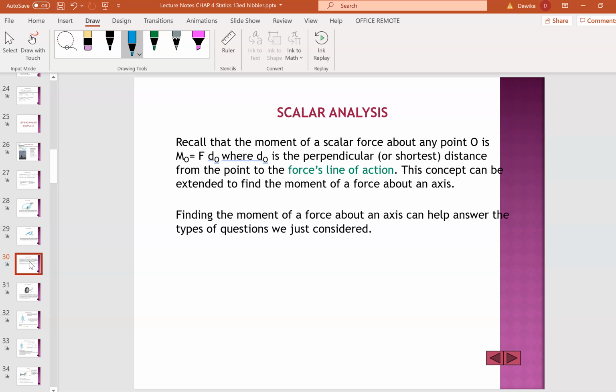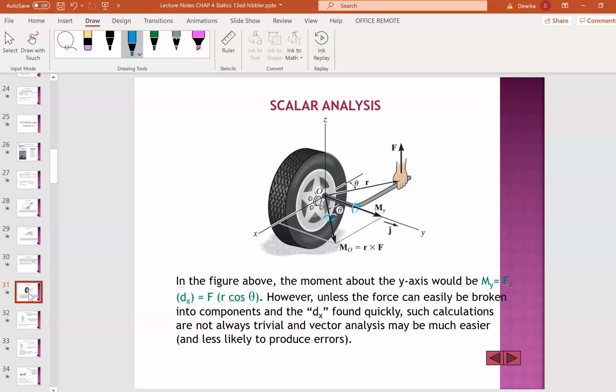Recall that the moment of a force about a point O is F multiplied by d, where d is the perpendicular distance from the point to the force's line of action. This concept can be extended to find the moment of a force about an axis. In this figure, the moment about the y-axis would be My equals Fz dx, which is equal to F r cos theta. However, unless the force can easily be broken into components and the dx found quickly, such calculations are not always trivial, and vector analysis may be much easier and less likely to produce errors.